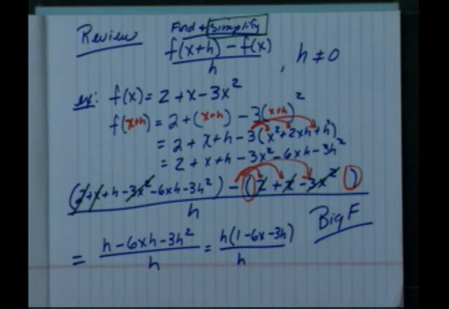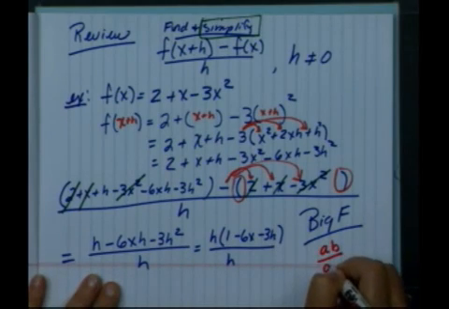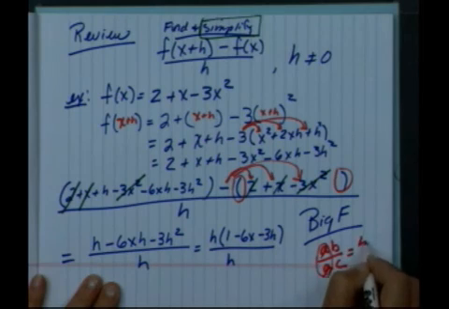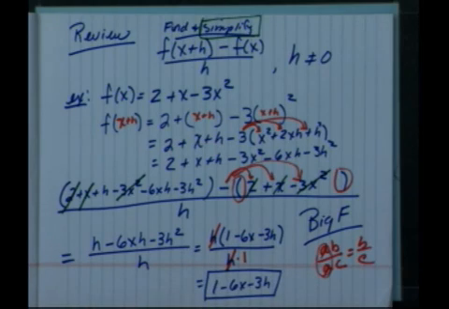And the reason I'm factoring is because we know if we have a times b over a times c, a over a is like a factor of 1. So 1 times b over c is b over c. All right, so h times something over h times 1, if you want to think of it that way, the h's divide out because h over h is equivalent to 1. And this is equal to 1 minus 6x minus 3h. Okay, how was that, everybody? Good? Questions?